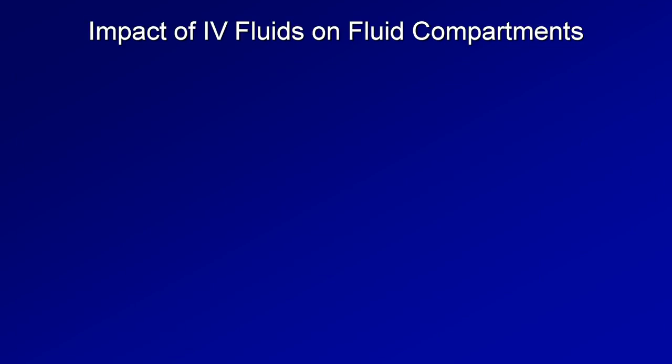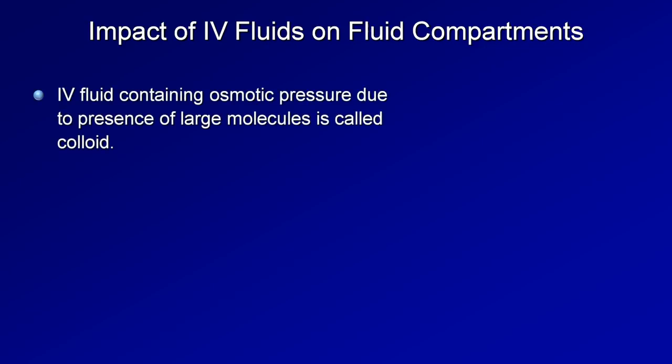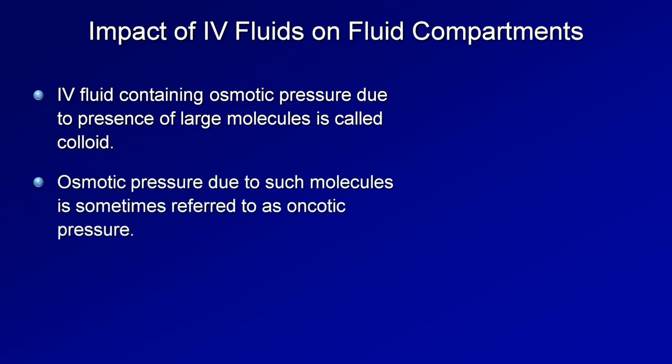In addition to isotonic, hypotonic, and hypertonic saline, there's another important type of fluid that I'll discuss in more detail in the next video, but will introduce here. Any IV fluid containing osmotic pressure due to the presence of large molecules is called colloid, and the osmotic pressure due to such molecules is sometimes referred to as oncotic pressure.